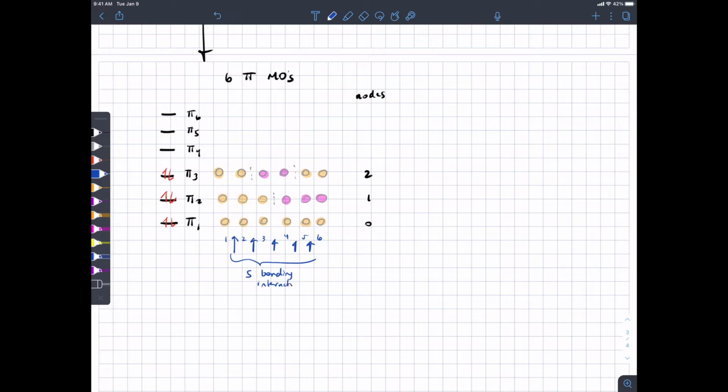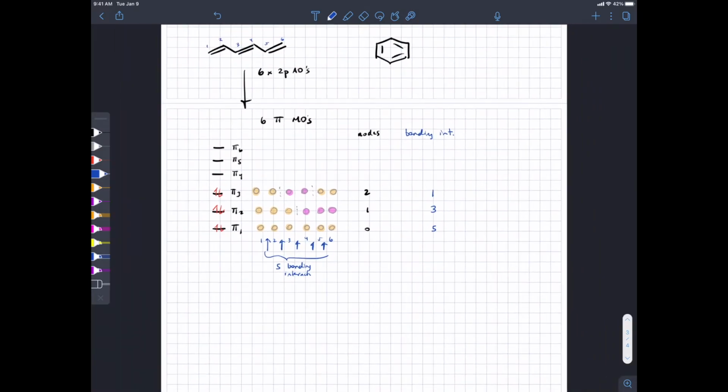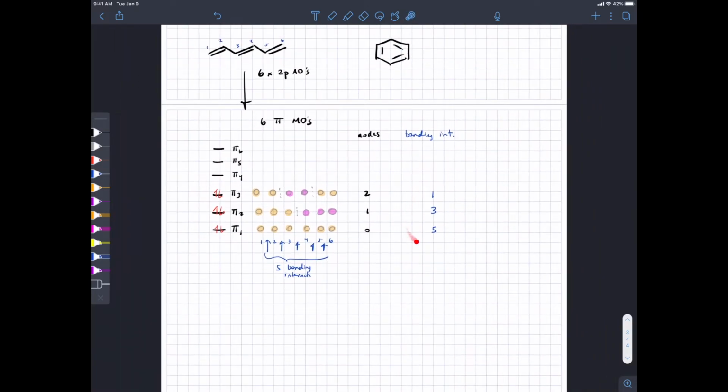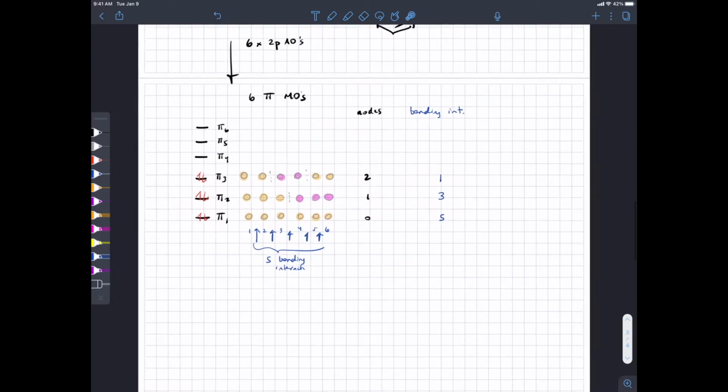interactions. So, 5 bonding interactions here, we would have 1, 2, 3, 4 there, minus 1 anti-bonding interaction, so that it would be 3 here. And then here we'd have 1, 2, 3 bonding interactions minus 2 anti-bonding interactions, 1 there. Okay? And that just sort of reflects how many times the wave function stays the same as we go from atom to atom.